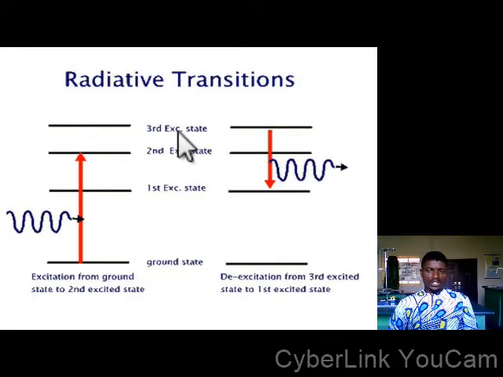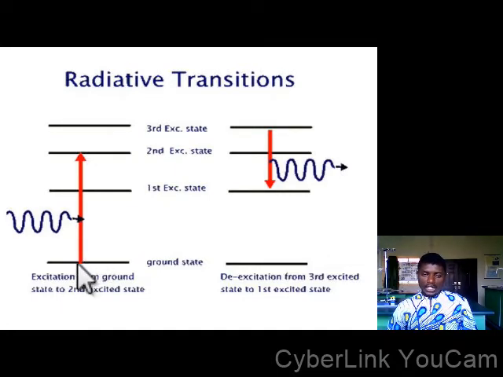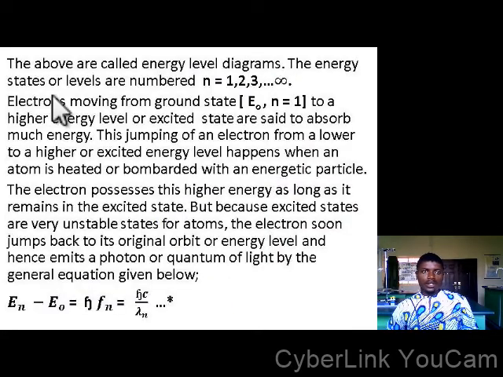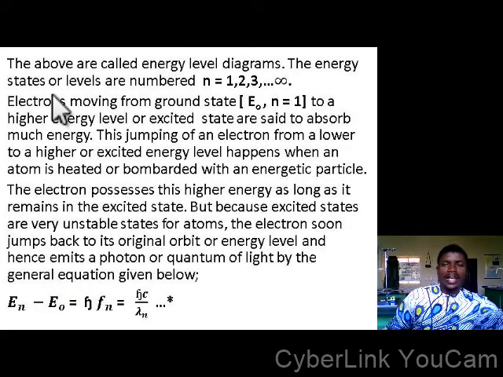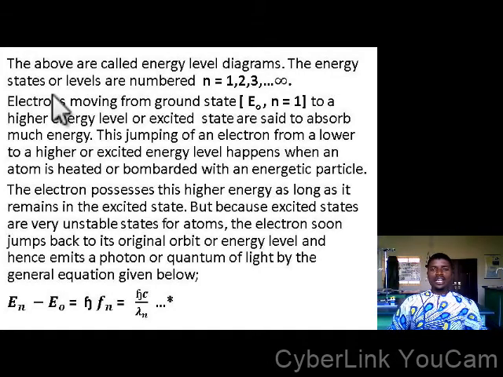Radiative transition. I just explained that here. This one is absorbed. This one is emitting light because it is jumping from a higher energy level to a lower energy level. This one is jumping from a lower energy, that is the ground state, to a higher energy, and then it is absorbing light. This is what I just explained in the other slides. And so the above are called energy level diagrams.